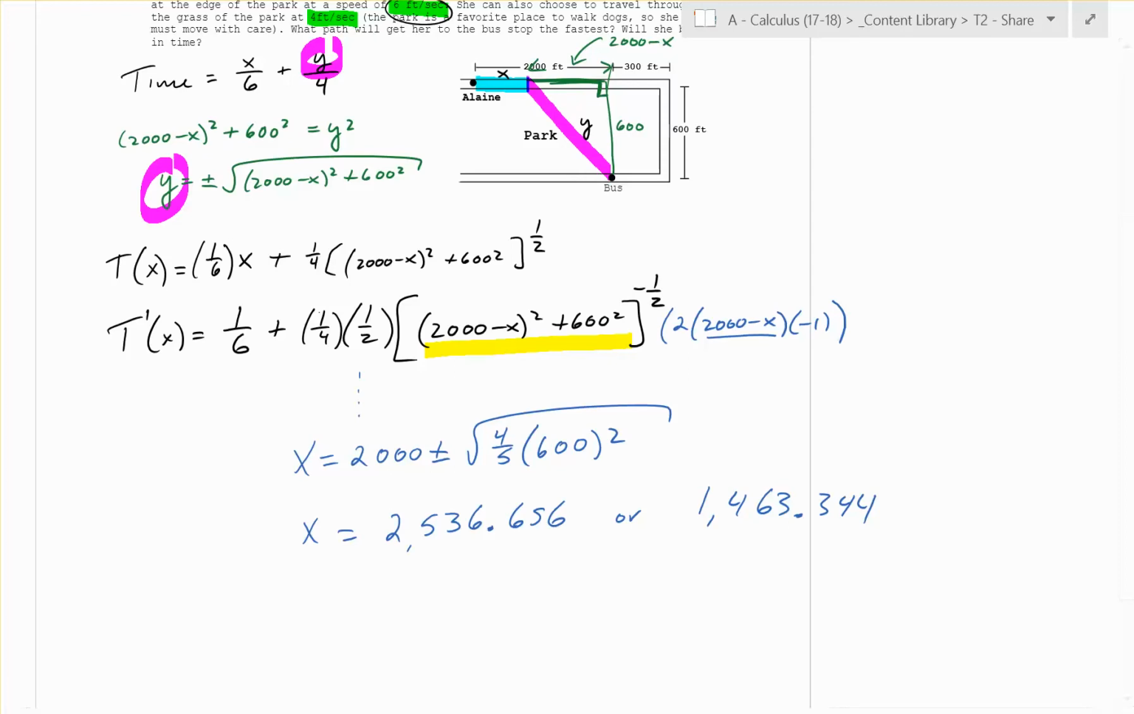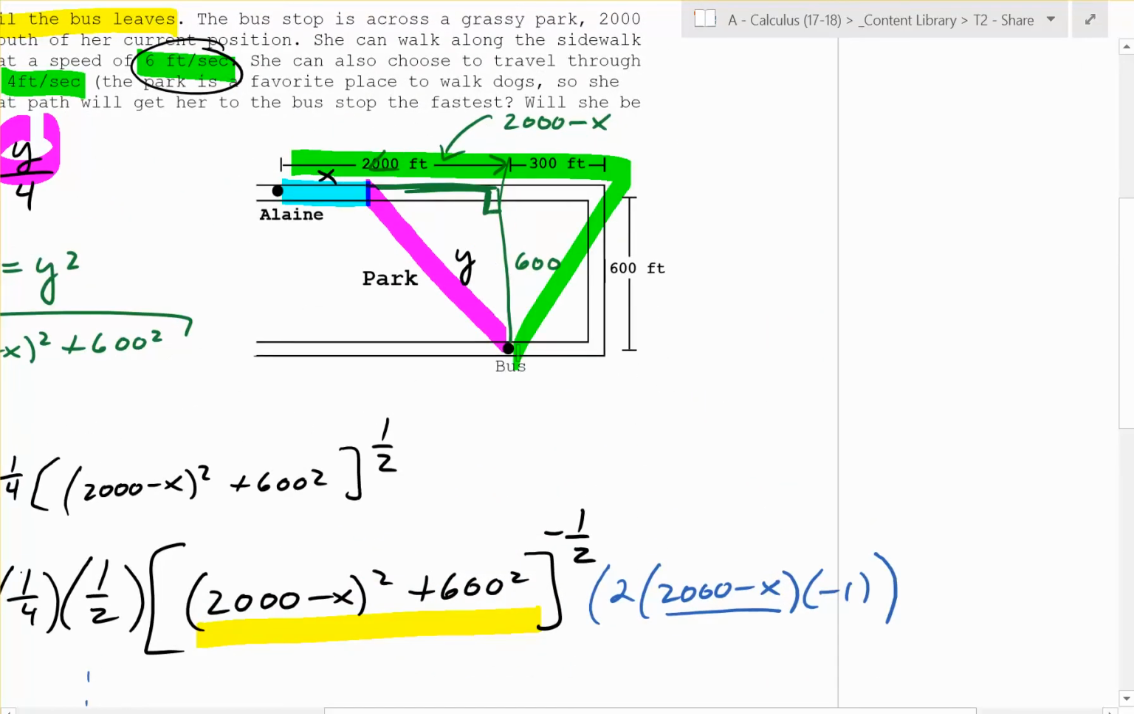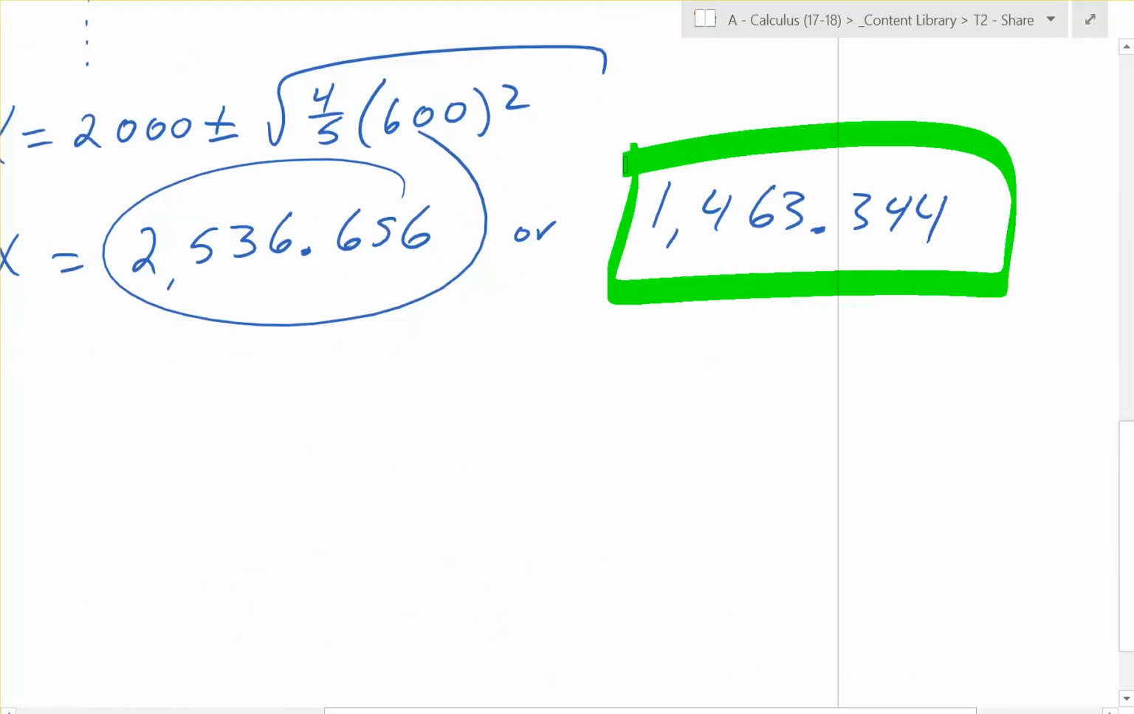Now one of those is doable and one of them isn't. If she goes 2,536, that means she's gone further than she needs to. She's gone back and then forward like over 2,000. She'd go like a little bit further in the back. So that's too far. So it's really going to be this for your x value.